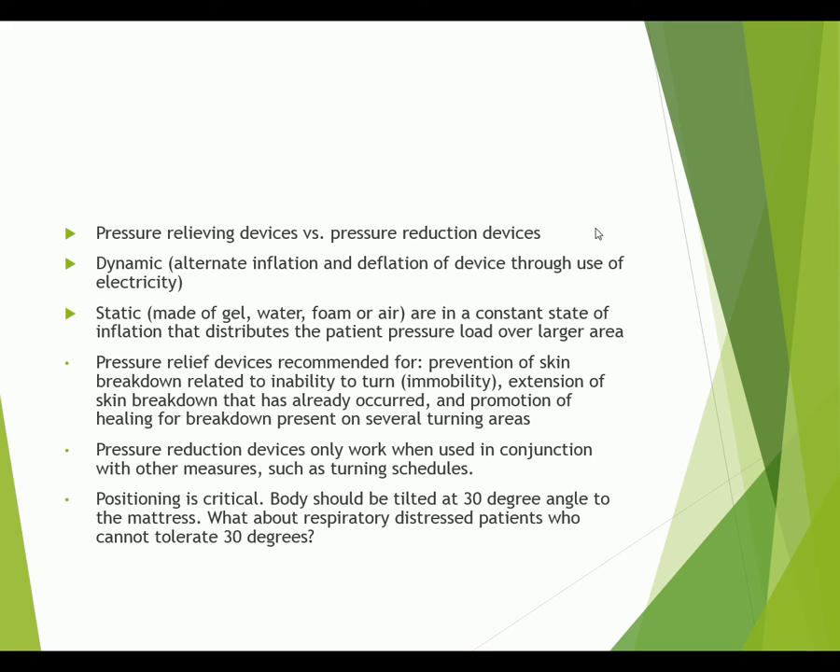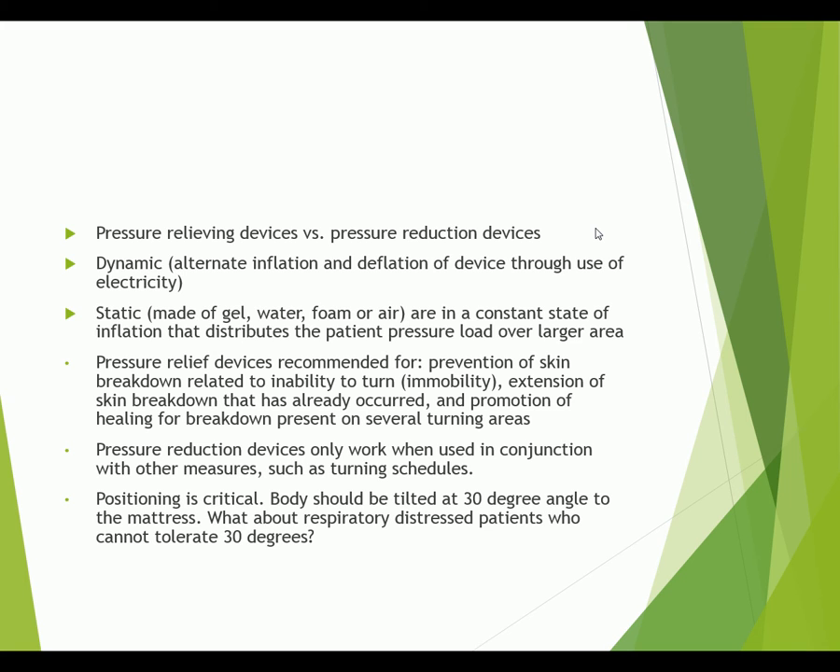So we should be using them anytime we know that our patient is not able to take care of themselves. Pressure reduction devices only work in conjunction with other measures. And again, positioning is critical. That bed should be at 30 degrees angle. If we have respiratory distressed patients who can't tolerate that 30 degrees, they can still be at 30 degrees but lying on their side. Or we may have to put them at a 45 degree but really put a lot of pillows around to keep them from sliding down in the bed.